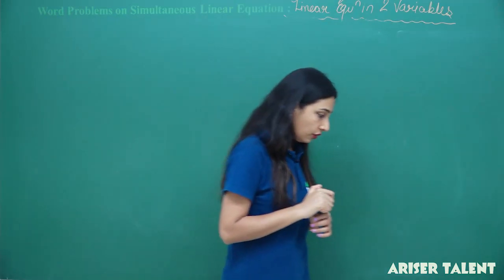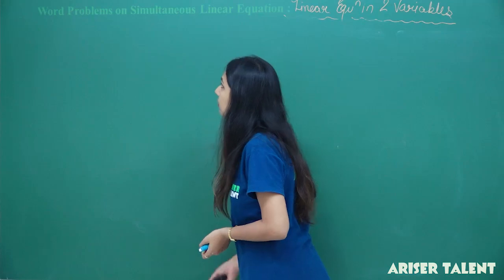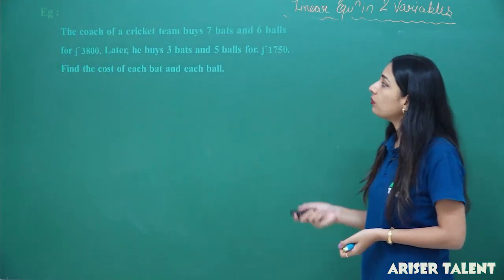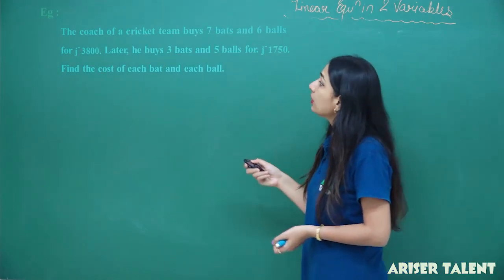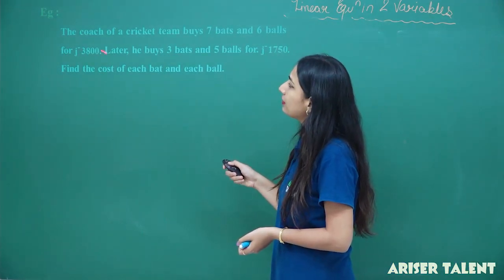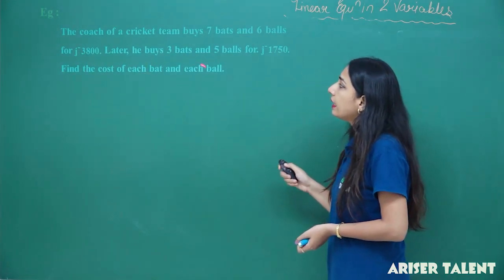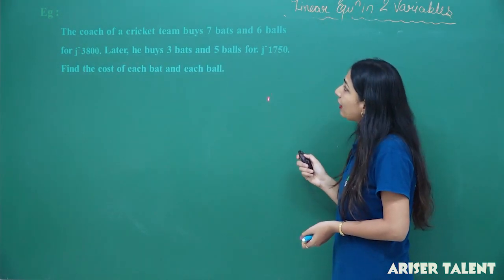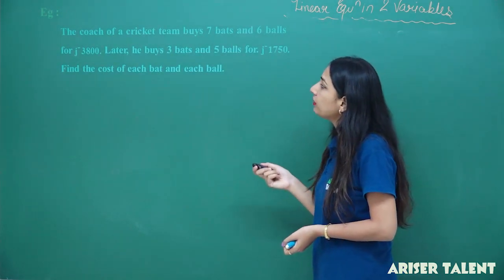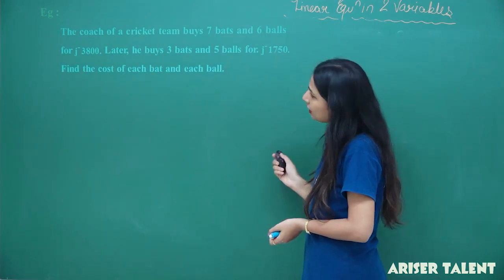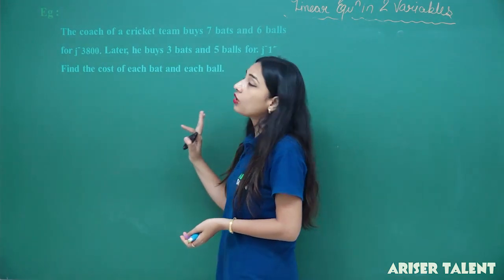Okay, so we'll talk about it now. Let's discuss the word problem. The first problem is: the coach of a cricket team buys 7 bats and 6 balls for, let's suppose, rupees 3,800. Later he buys 3 bats and 5 balls for rupees 1,750. Find the cost of each bat and ball. So we'll talk about this.